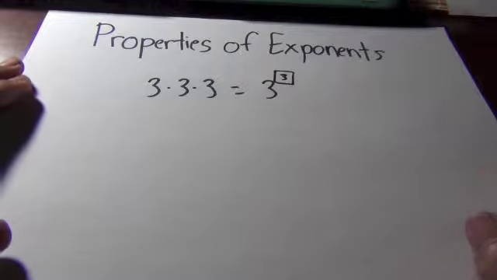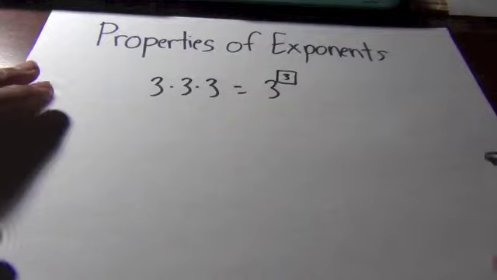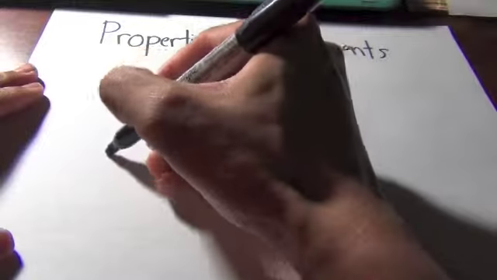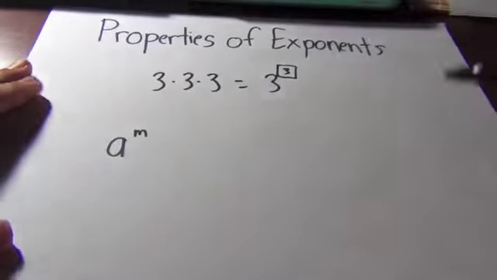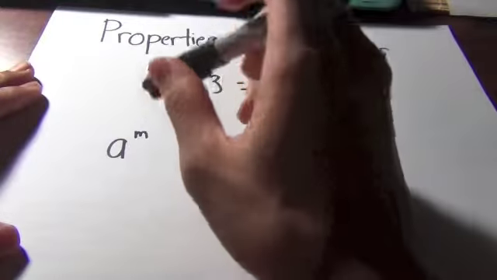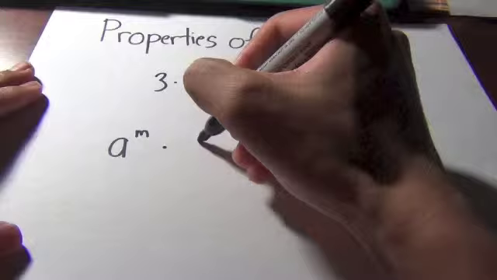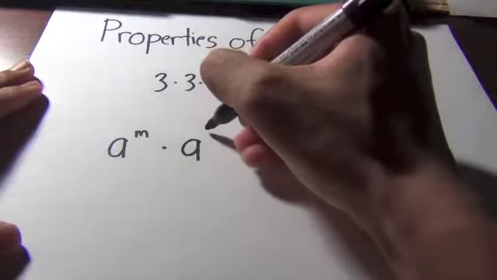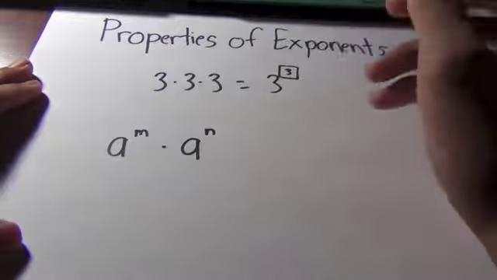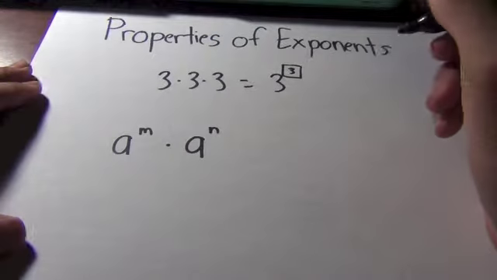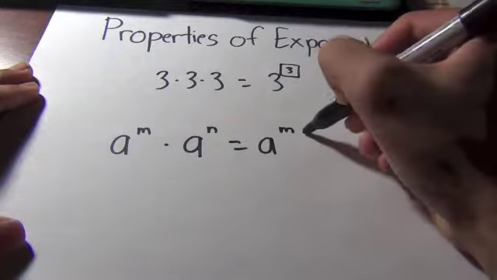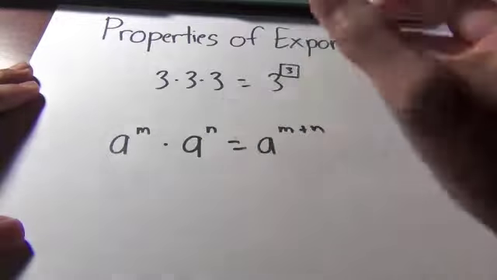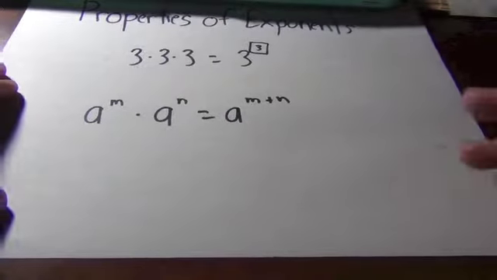For the first property, it states that if I have a number a raised to a power m, and I multiply this by the same number a raised to another power n, then I can simplify this to equal a to the m plus n. So I would add the two exponents. And this is the first property.